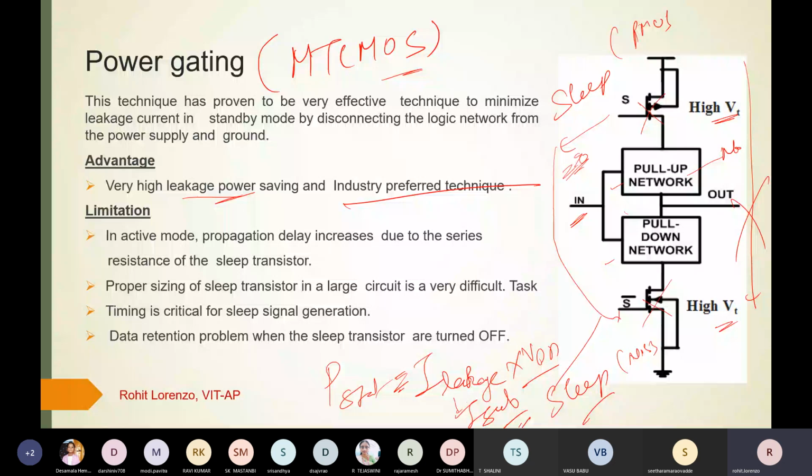But what are the limitations in this technique? In active mode, propagation delay increases due to the series resistance of the sleep transistors, because the transistors are in series, and the tPHL and tPLH times will be more, and with a high VT transistor the delay is definitely more. Another challenge is proper sizing of the sleep transistor in a very large circuit, which is a very difficult task. Timing is also critical for sleep signal generation, so we need a separate controller which can generate the sleep signals for these sleep transistors. Another thing is the data retention problem.